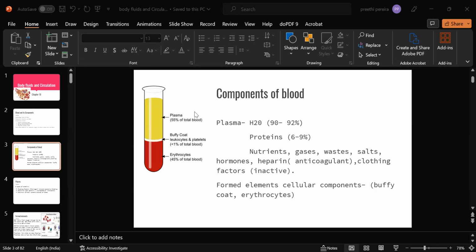Okay, so you need to write this one also. How much percent? They ask questions. So 55% is plasma, and less than 1% is buffy coat, and erythrocytes 45%.